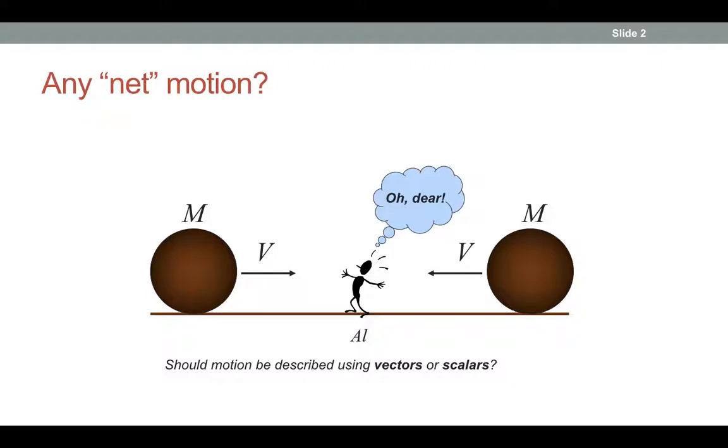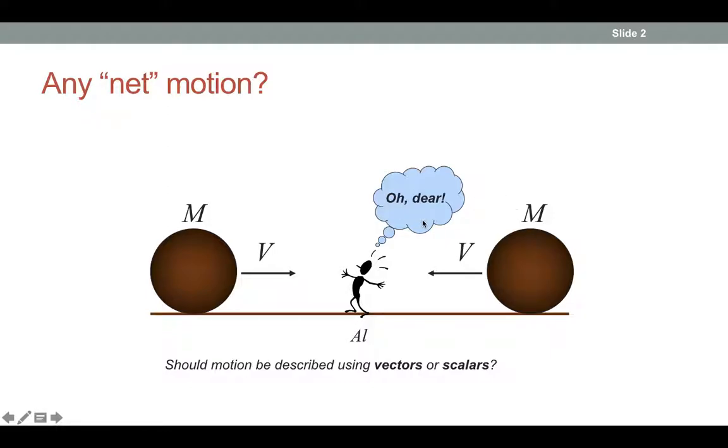Here we've got poor Al in between two boulders that are rolling towards him. In one sense, there is no net motion involved. We have a certain amount of motion going to the right and an equal amount of motion going to the left. So in one sense, there is no net motion.